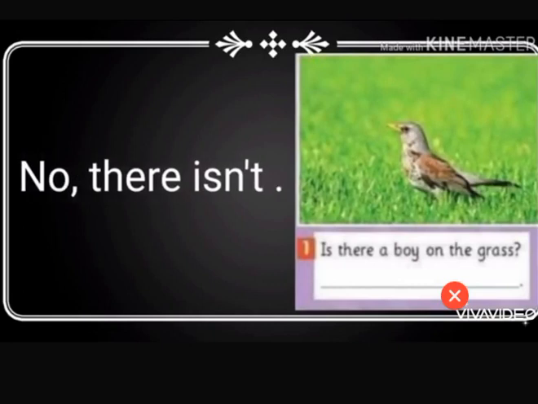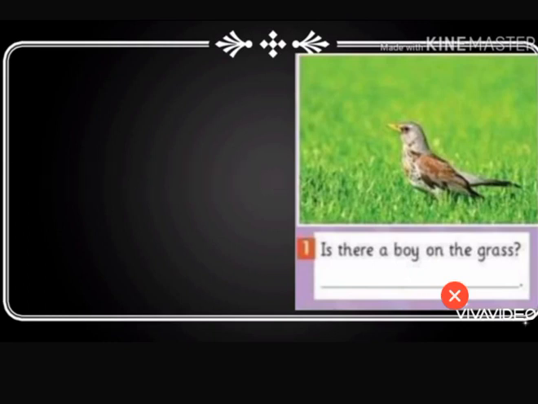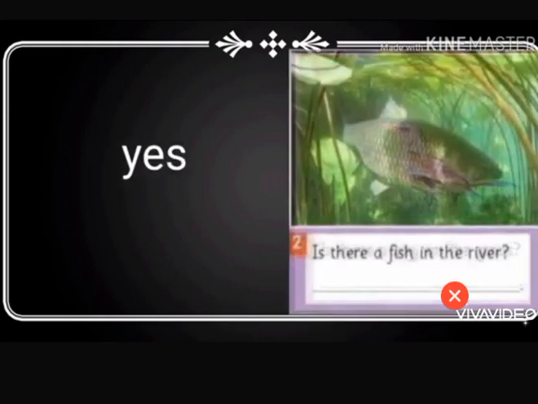For example, the question, is there a boy on the grass? Can you see a boy in the grass? No. So am I asking about one thing or more than one? One. So the answer form will be no, there isn't. Is there a boy? No, there isn't. I'm asking about one thing. Is there a boy on the grass? No, there isn't. What is this? It's a bird. So there is no boy. Okay.